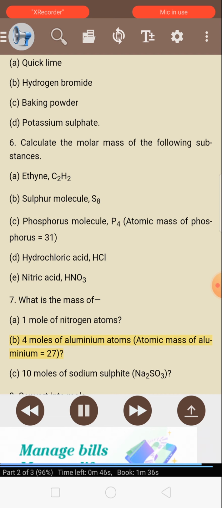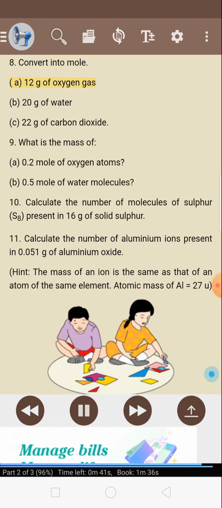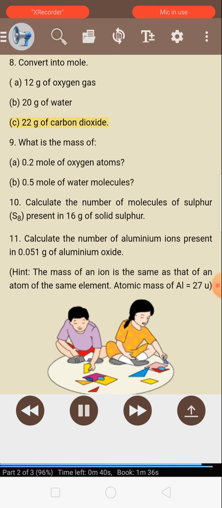7. A. What is the mass of 1 mole of nitrogen atoms? B. 4 moles of aluminium atoms. Atomic mass of aluminium equals 27. C. 10 moles of sodium sulfite, Na2SO3. 8. Convert into mole. A. 12 grams of oxygen gas. B. 20 grams of water. C. 22 grams of carbon dioxide.